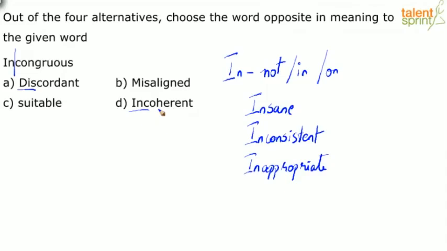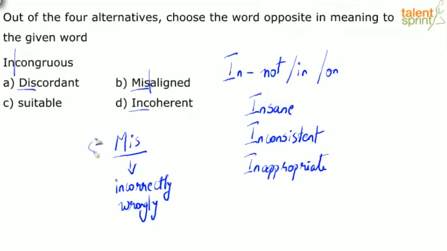So the only other word maybe what I don't know is misaligned. Now mis as a prefix, that's another prefix, also means incorrectly, wrongly. Can you think of words? Misrepresent. Let me put down some words here, which brings in this meaning. Mistrust. Mistake. Misbehave. Not behaving properly. Not trusting.